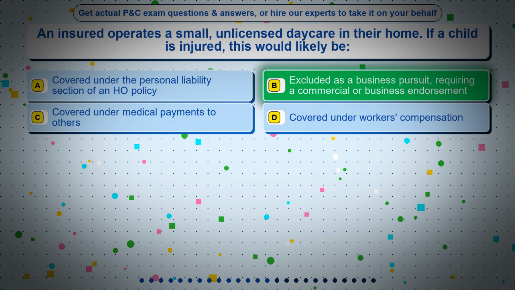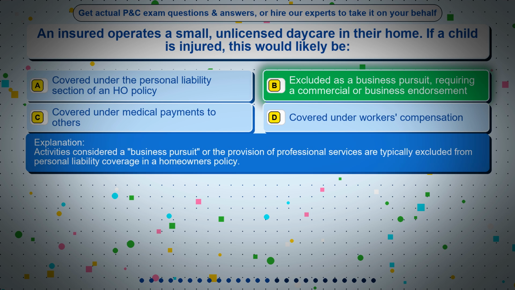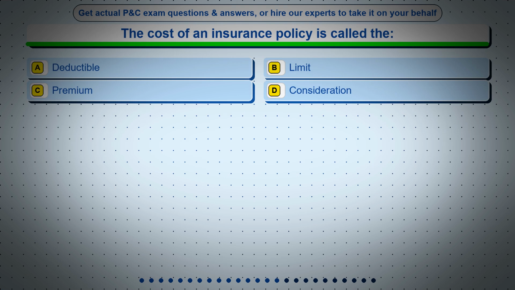The correct answer is option B, excluded as a business pursuit, requiring a commercial or business endorsement. Activities considered a business pursuit or the provision of professional services are typically excluded from personal liability coverage in a homeowner's policy.